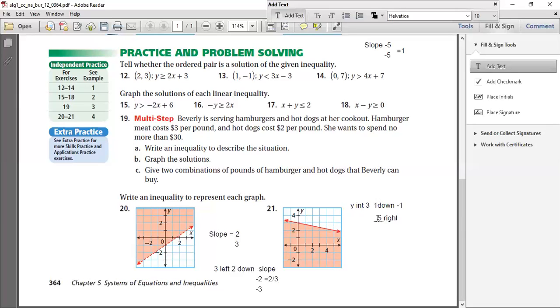Okay, now how are you going to write the slope? Slope is going to be, because we came 1 down, that's going to be a -1. And because we went 5 to the right, that's going to be a 5. So your slope is -1 over 5. I hope this is clear for you girls.